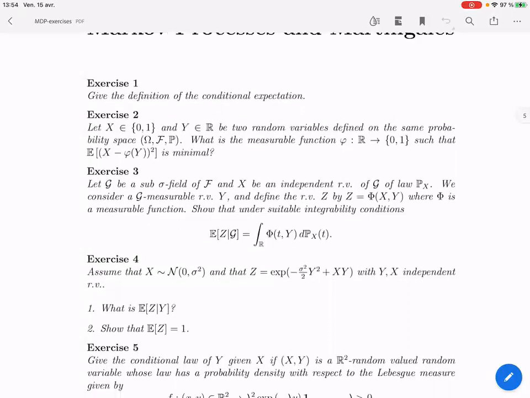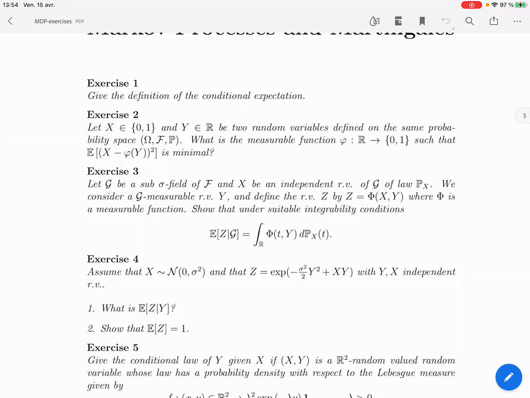In exercise 3, it is about conditional expectation. So we take a G, which is a sub-sigma field of some sigma field F, which is fixed on some probability space, and X, which is a random variable independent of the sigma field G. And the law of this random variable is denoted by Px. It is the usual notation that I will use. The P with the index of the random variable means that it is the law of the random variable X.